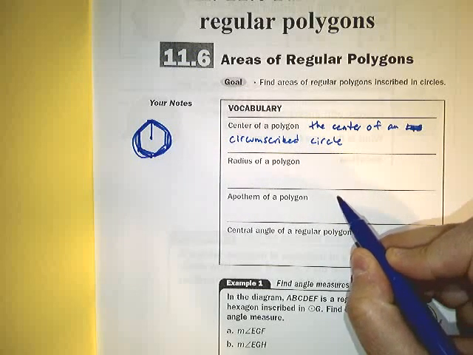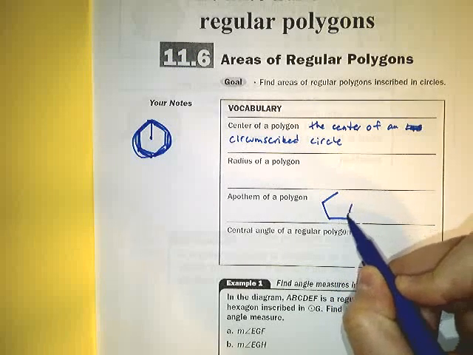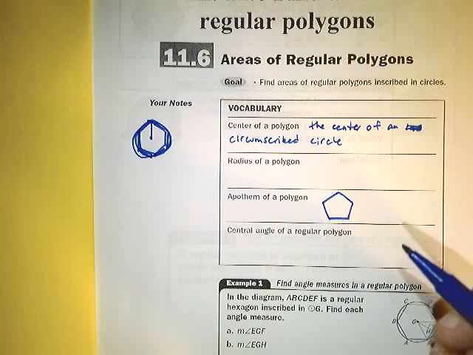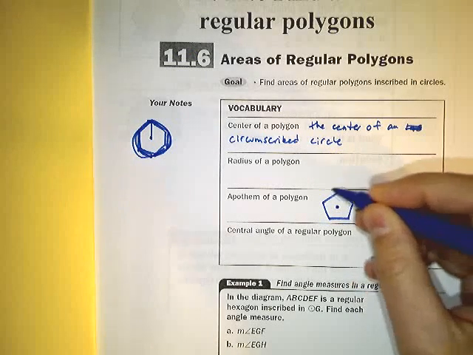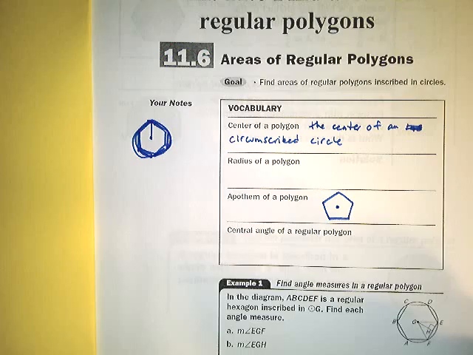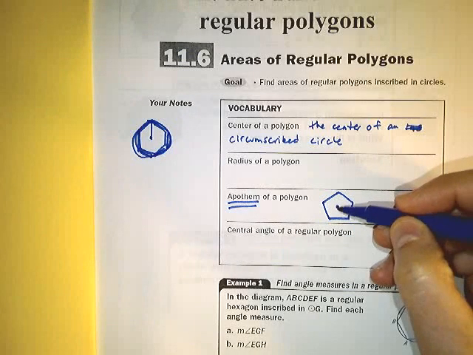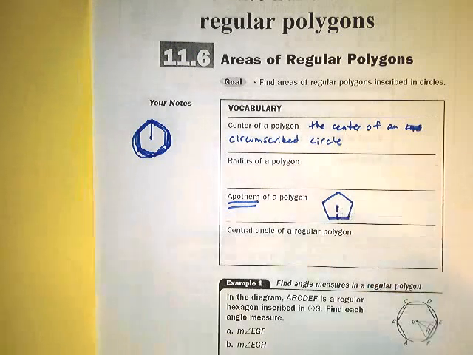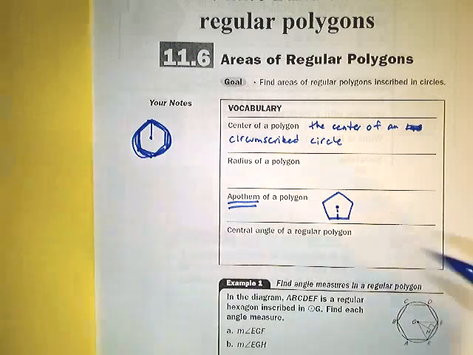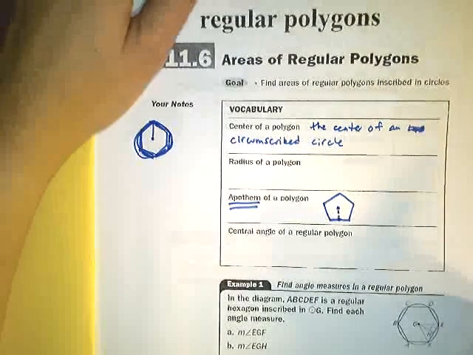If I have, let's say, a pentagon, let's see if I can draw one here, like so. The apothem would be the distance from the center. Again, if I drew a circle around the outside of this, whatever the center of the circle would be is the center of the polygon. The apothem, and we're going to use this a lot, so you need to know this, is the distance between the center and the middle of one of the sides. So basically from here to here. It's a length that's part of a lot of formulas that we use, so you're definitely going to need to know what that is and where to find it.